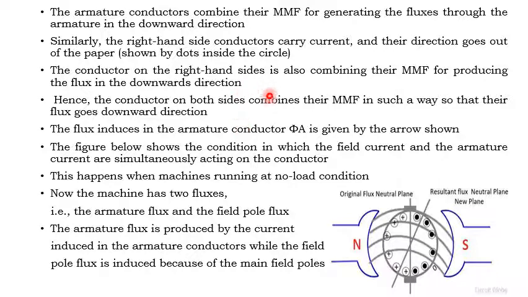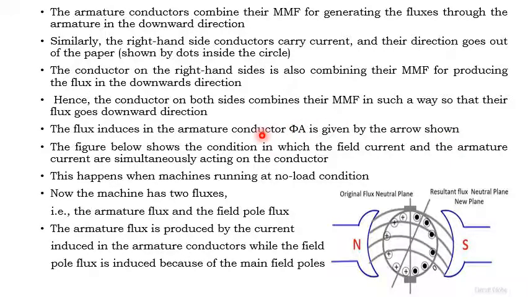So this is how the flux is generated, how the fluxes are combined together, and what the direction of the flux is. Now the flux induced in the armature conductor, phi suffix a, is given by the arrow shown.